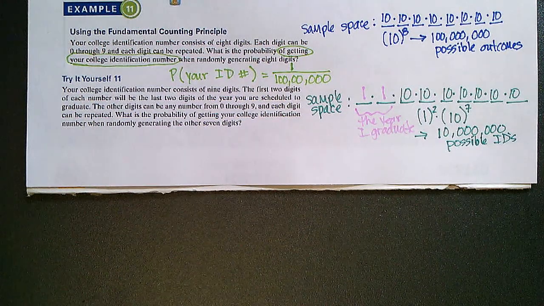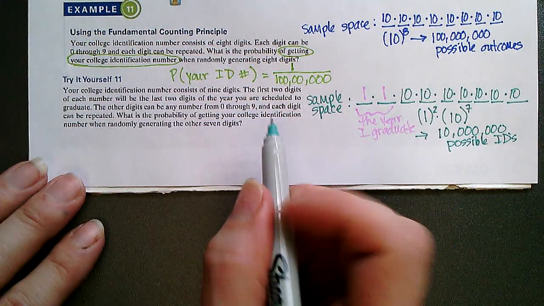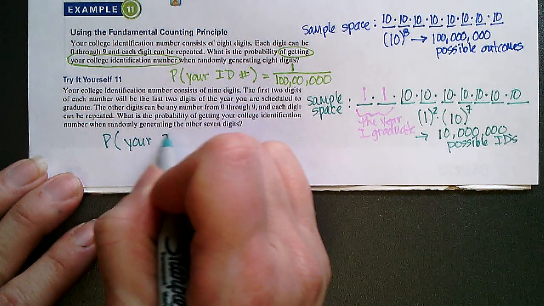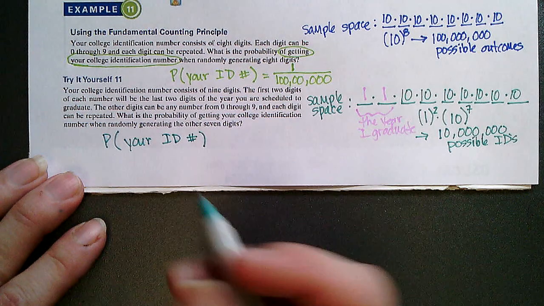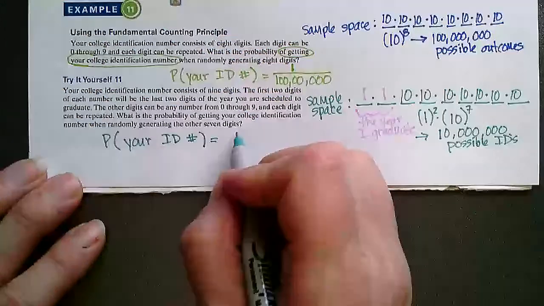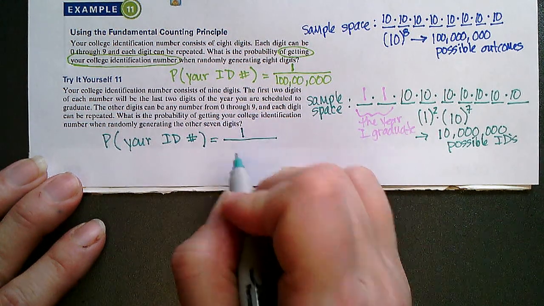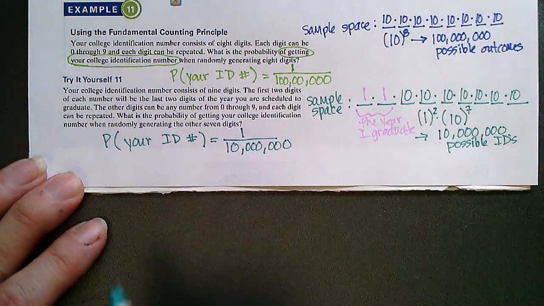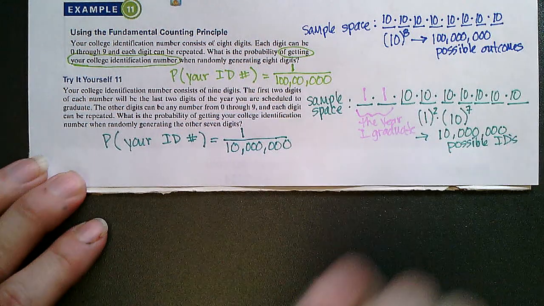So now the probability of getting my ID number, there's still only one way to get my ID number, but now there are 10 million possible IDs in the sample space.